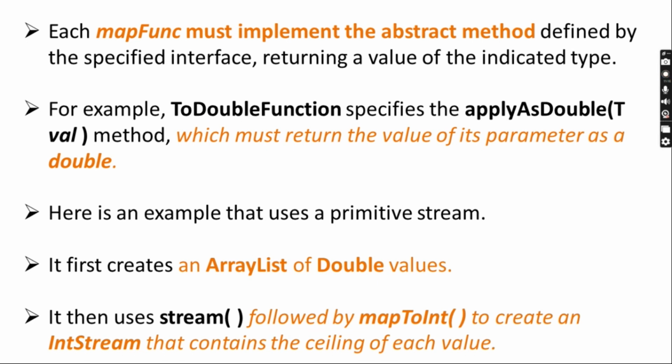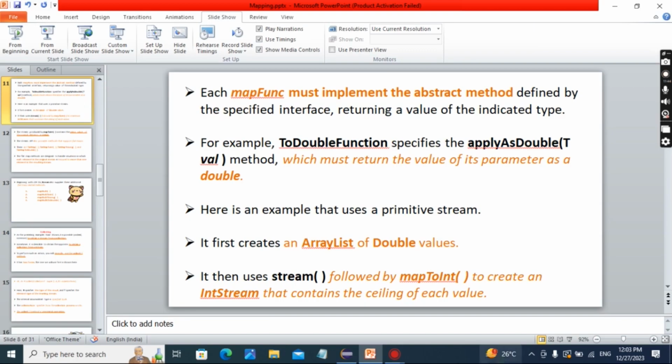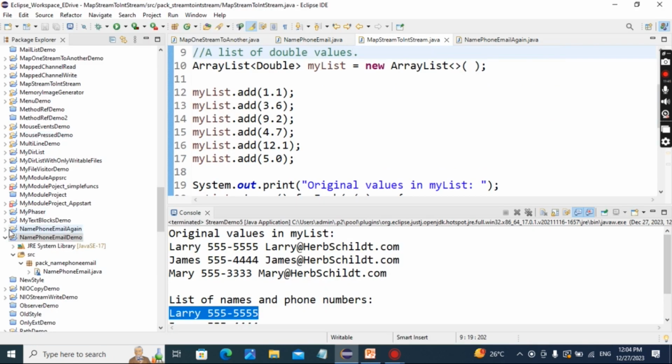Now we will see an example that uses a primitive stream. It first creates an ArrayList of double values, and then uses stream followed by mapToInt to create an IntStream that contains the ceiling of each value. So the third program is map stream to int stream. Let's see this program.